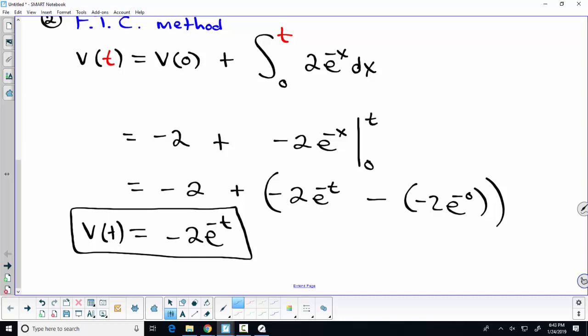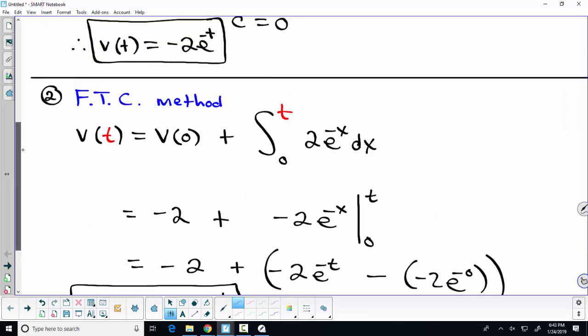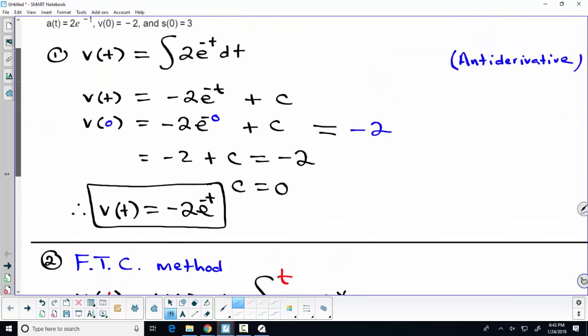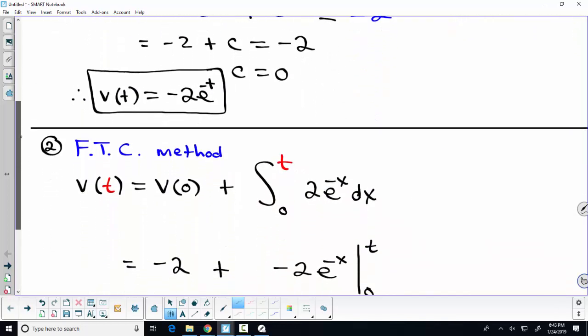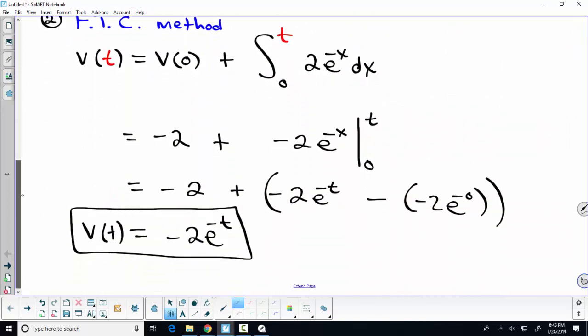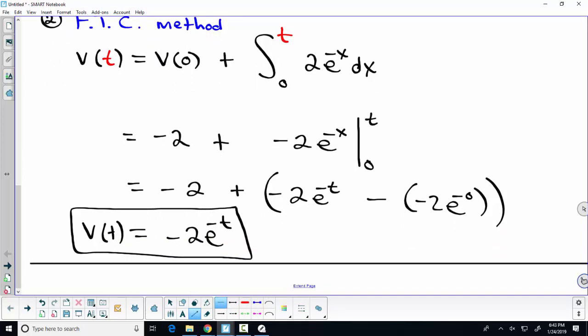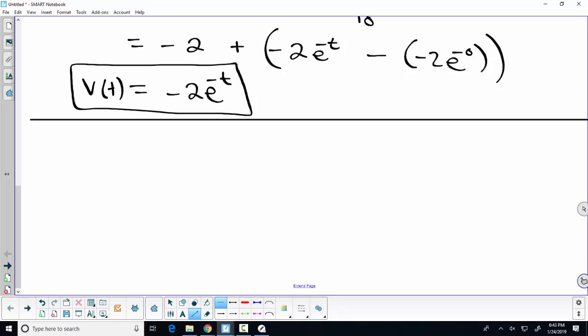Questions on that? So do y'all have a preferred method? Does one look easier than the other? Just curious. Yeah. All right. Okay, so we've got our velocity function. Let's go ahead and find the position. Which method do you want to use? We should probably use the bottom one. This one? Yeah. Okay.